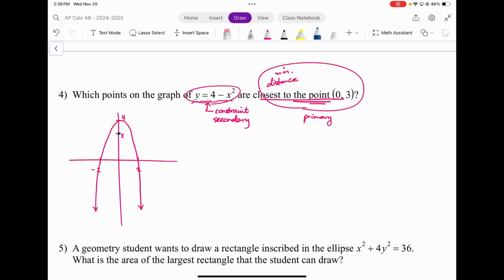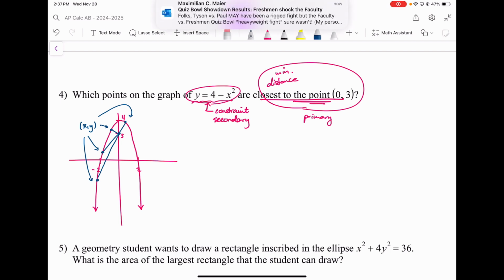And so the point is, if I choose different points on this parabola, they are all different distances from this point, some of them being closer than others. So we want to calculate the distance between 0, 3 and any point in general on the parabola, which we could just say have coordinates x, y. Let's just say that for the time being. Every point in the parabola follows that pattern.